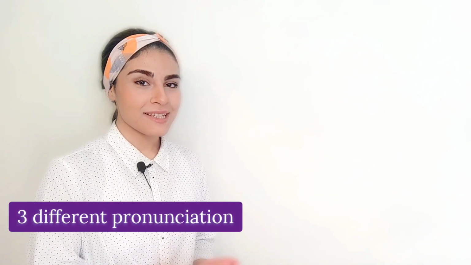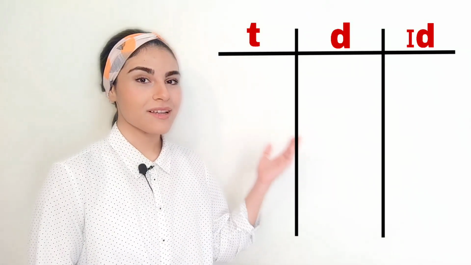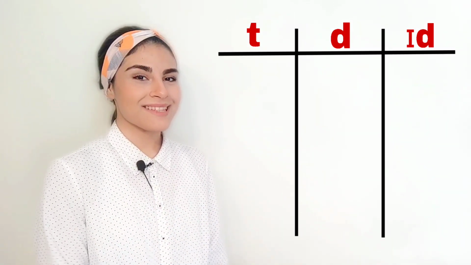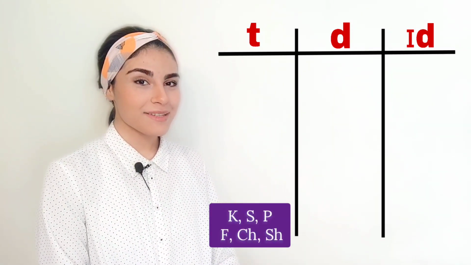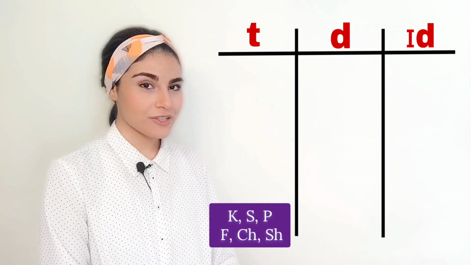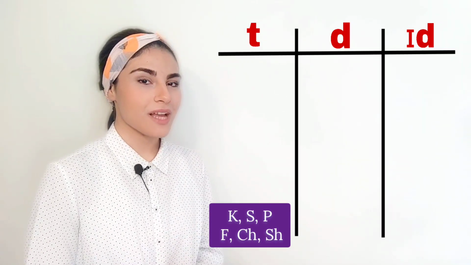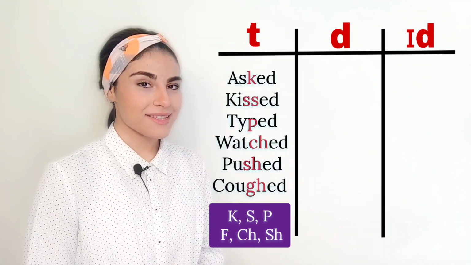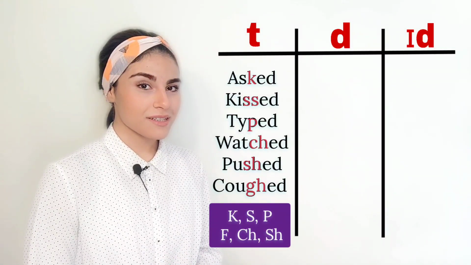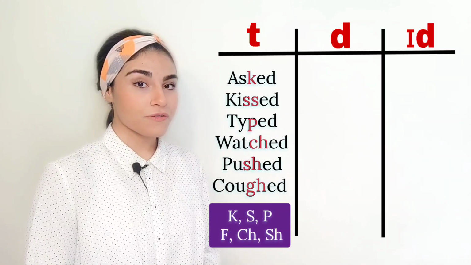When we add ed, we get three different pronunciations: t, d, id. When the verb ends in k, s, p, f, ch, and sh, and we add ed, it sounds like t. For example, asked, kissed, typed, watched, pushed, coughed.